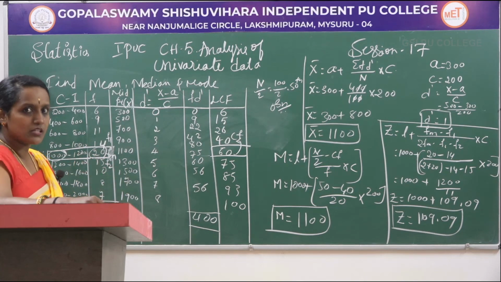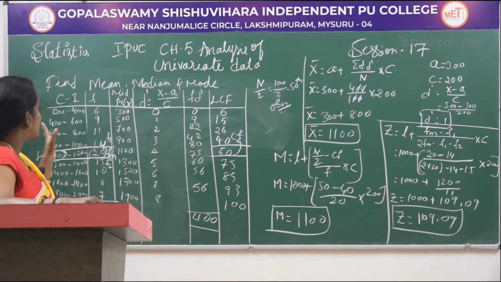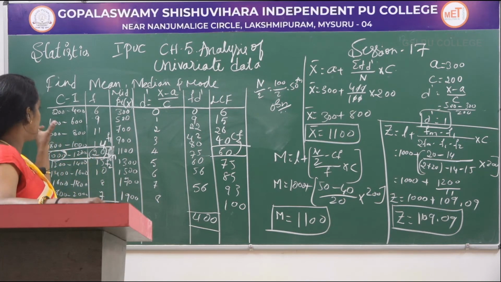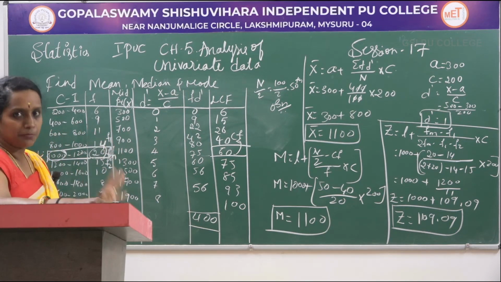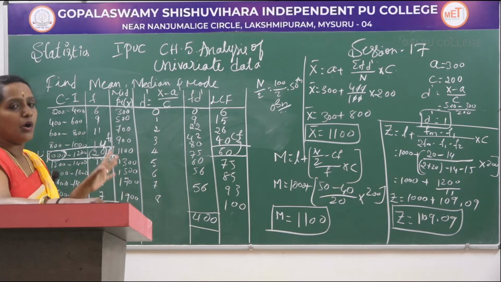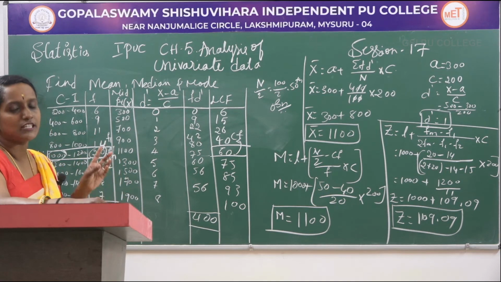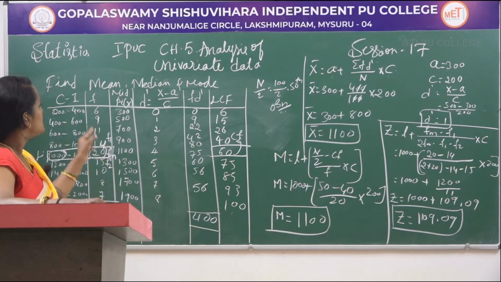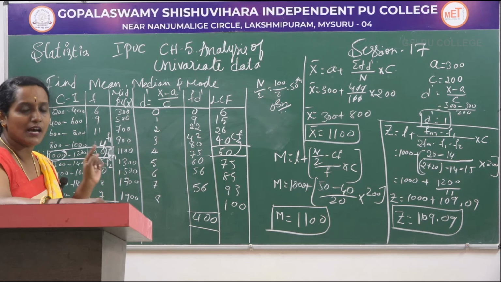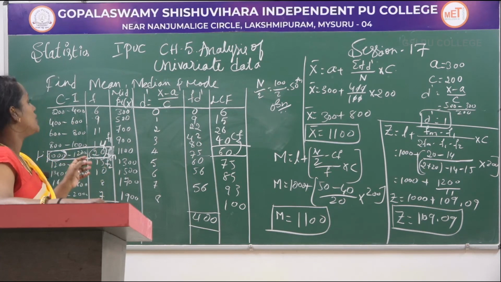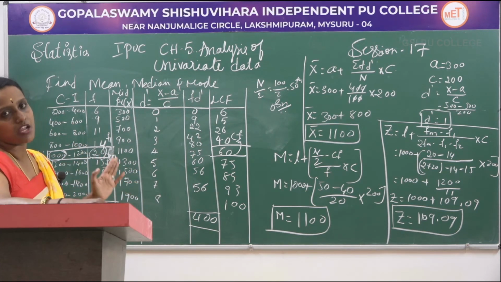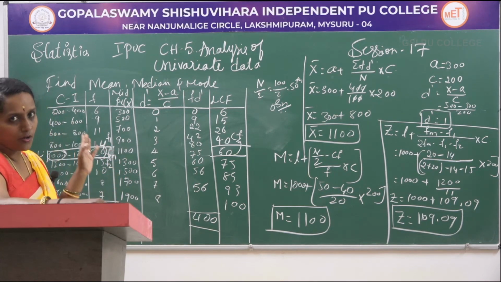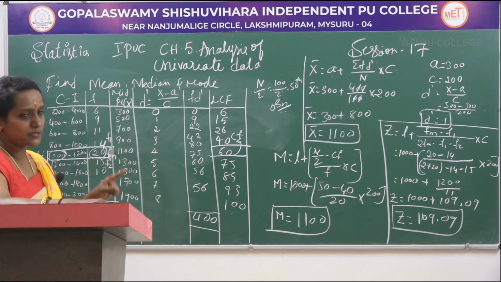Once again, I'll repeat this procedure. Since this is a class interval problem, the first step is to find the midpoint, because we want to calculate all three averages, that is mean, median and mode. The first step is we have to find the midpoints. Since the midpoint x values are larger in number, if you take the product, the summation and the product will be more. So we have gone for the deviation method to calculate x bar.